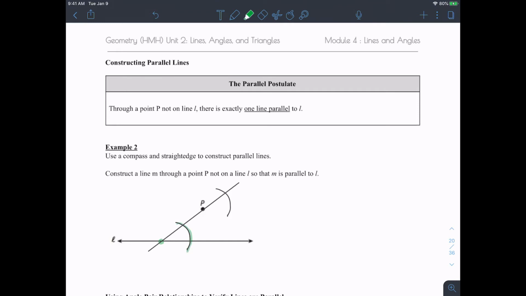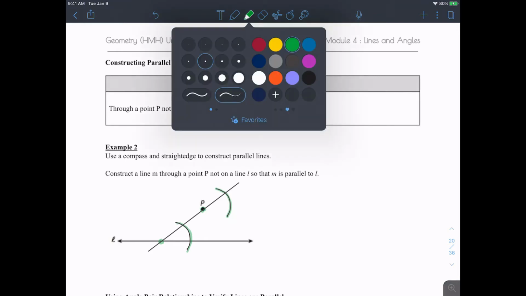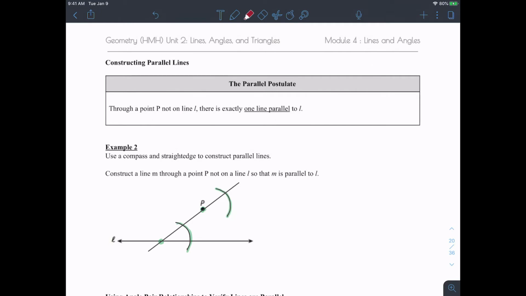And then using the same compass, you do the same thing, and this time put it on the P and draw an arc the same exact way. Step number 2, what you want to do is adjust the length of the, what do you call that thing?